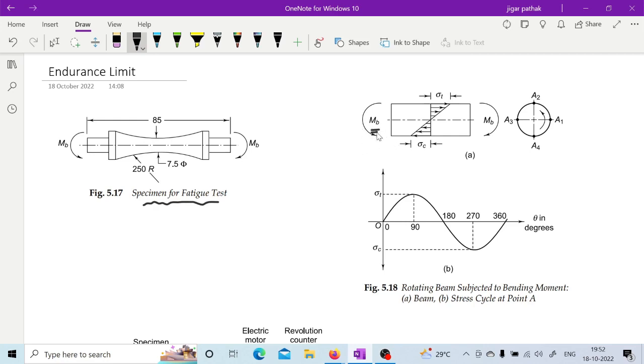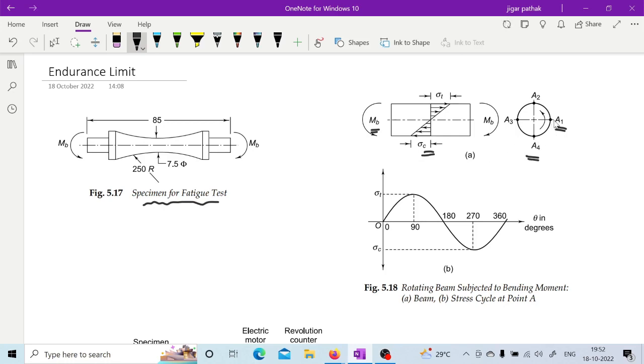And when this specimen experiences this bending stress, as you know, the nature of bending stress is that it will have compression on one half and tension on the other half. So this A1 point is going to experience zero stress when it is here, while when it reaches A2, it will experience the highest tensile stress. Now again when it reaches A3, it will experience zero stress, and then when it reaches point A4, it will experience the highest compressive stress, right?